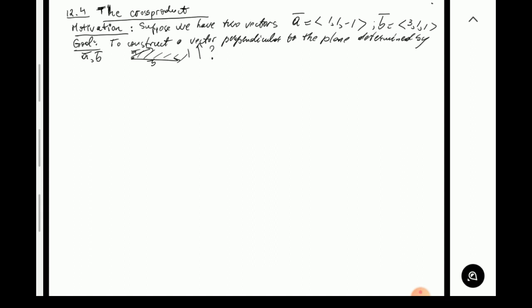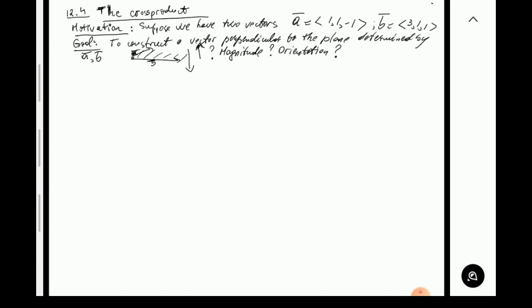Now notice I'm going to be a little bit vague, because I'm not going to say anything for now about the magnitude nor about the orientation of this vector perpendicular to this plane. So obviously, if I don't specify anything about this, then there have to be infinitely many choices, right? There's plenty of vectors you can construct perpendicular to the plane determined by two vectors.